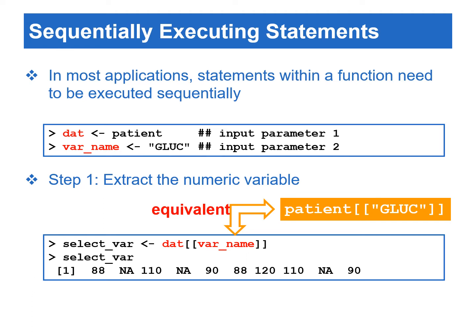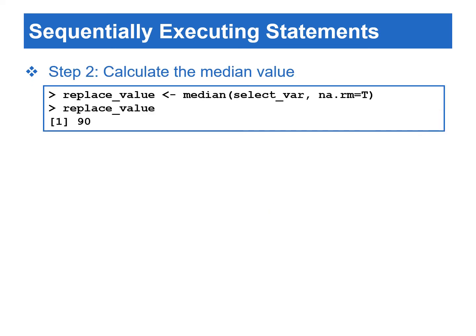Since we assign patient to dat, and GLUC to var name, we should use these two names, dat and var name, in all the testing commands, because we will insert these commands within the function eventually. In step 1, we used character indexing to select GLUC from patient, and assign the result to select var. In step 2, we calculate the median value of select var, and assign the result to replace value.